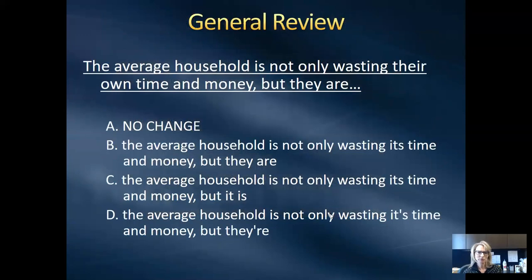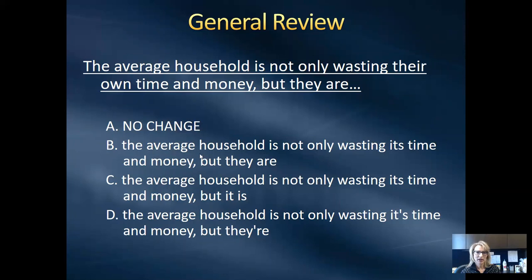All right, let's just do some general review about all the things we've been learning. So this could test you on any number of things. So the average household is not only wasting their own time and money, but they are. So we're going to look at some parallel structure. We're going to look at the subjects and pronouns we're using. So the average household, that is a singular subject. And we've said not only wasting their, we went to a plural possessive pronoun and they a plural pronoun here. So the no change option I don't think is correct.